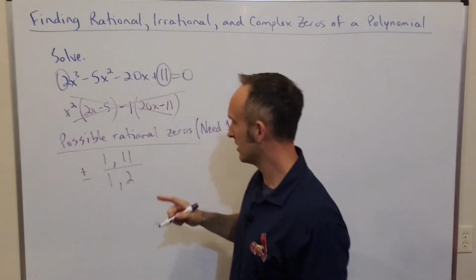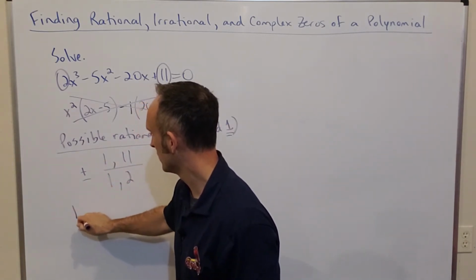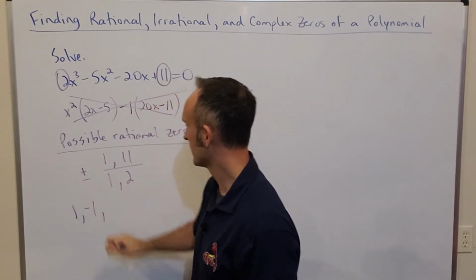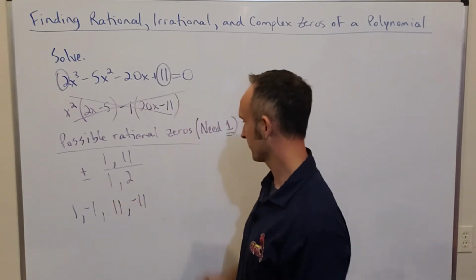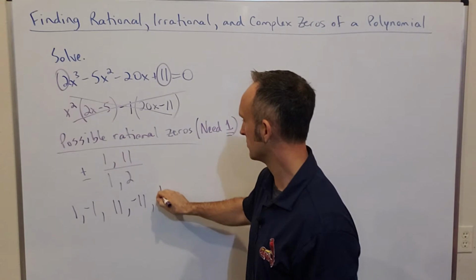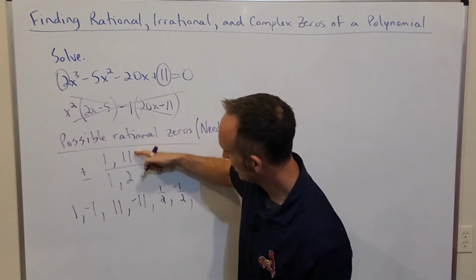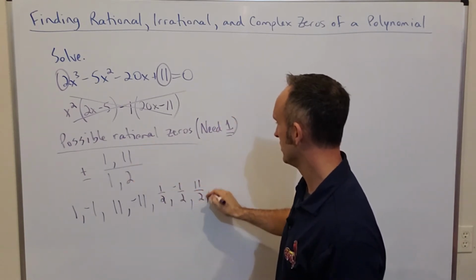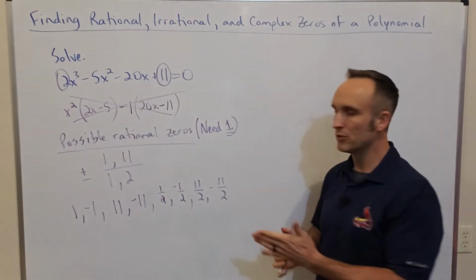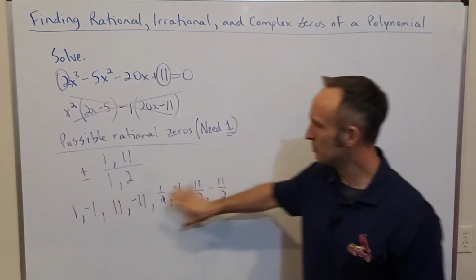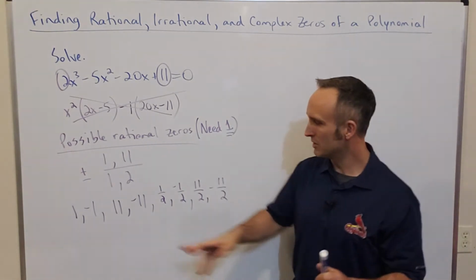So when I go to make my list, I could have 1 over 1. So I could have positive 1 or negative 1. I could have 11 over 1, which is 11, or negative 11. I could have 1 over 2, so that's positive 1/2, negative 1/2. I could have 11 over 2, so positive 11/2, negative 11/2. Those are my possible rational zeros. I'm going to run through the list, not necessarily in any particular order, and see if any of them are zeros.